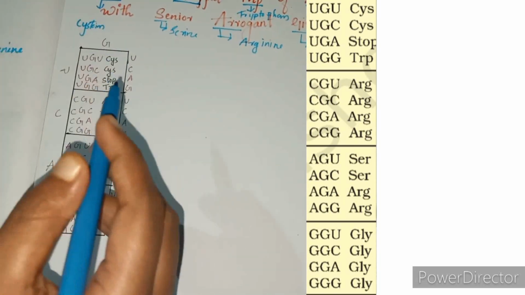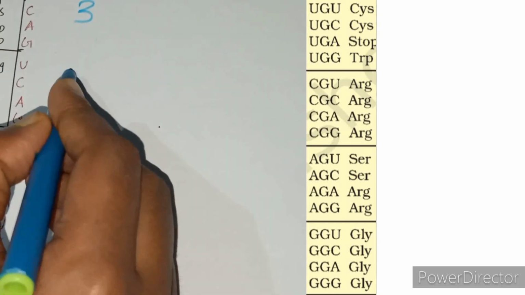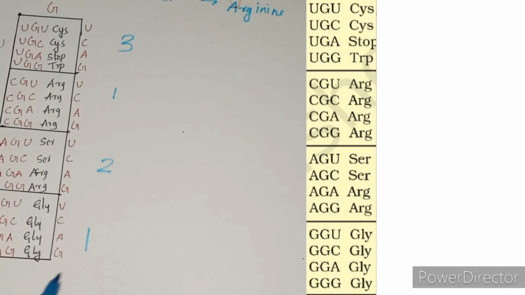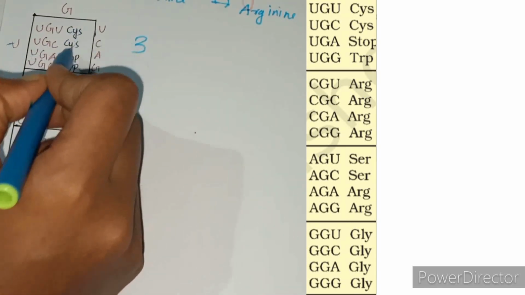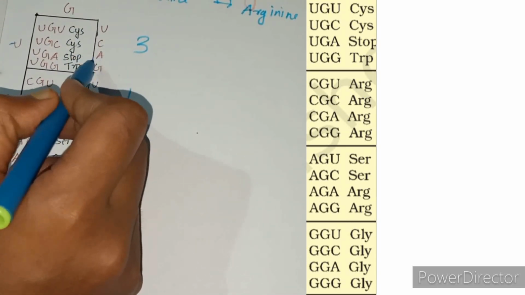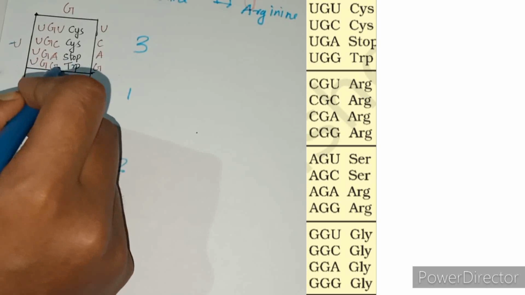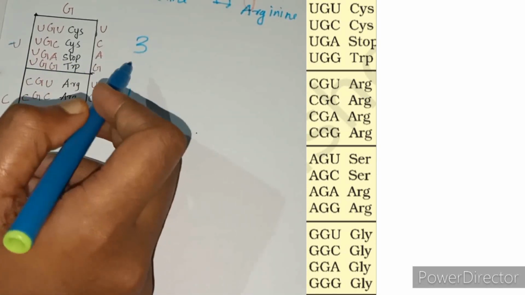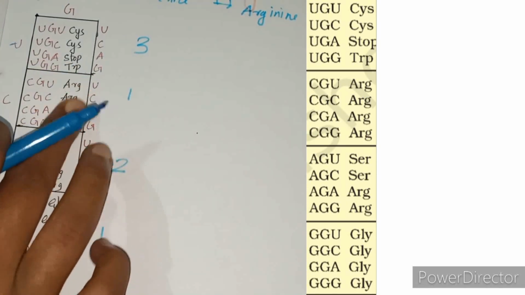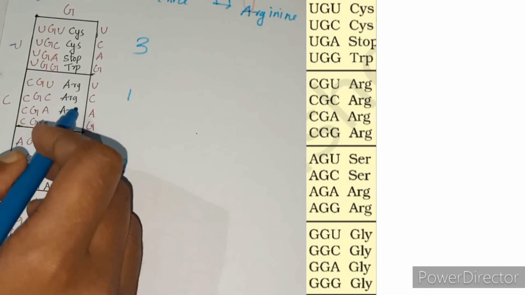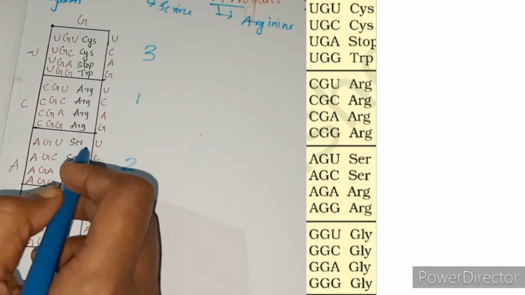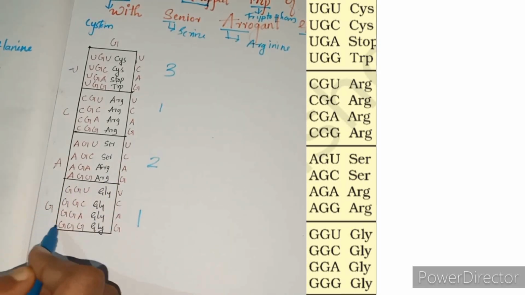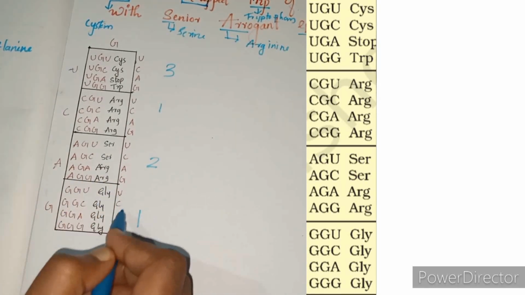Here the magic number is 3121. Here the first two code for cysteine, and the next one is a stop codon, and again there is a triplet codon which codes for tryptophan. Here there is only one amino acid, that is arginine. Here there are two, serine and arginine. Here there is only one, that is glycine.